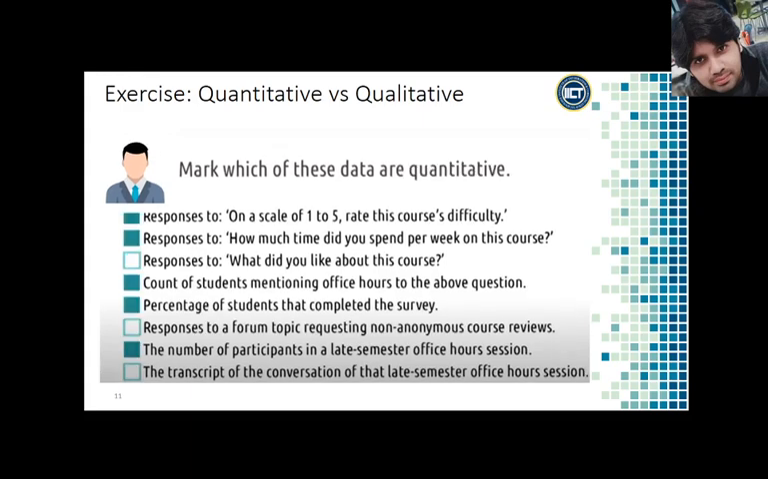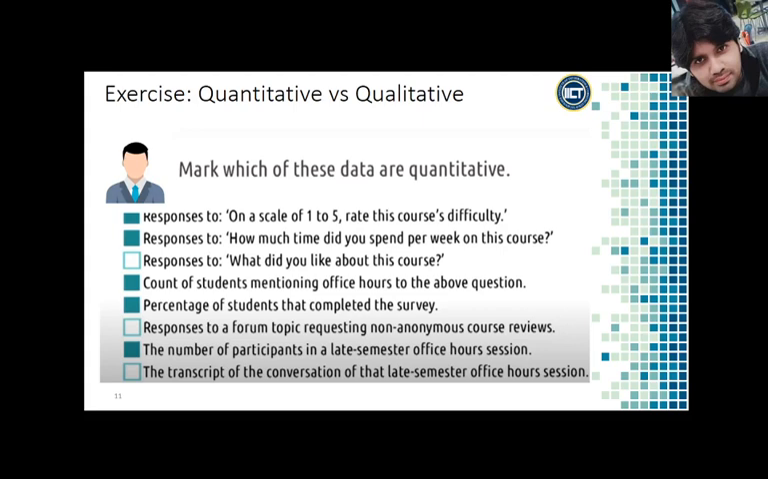Now this is the answer to this question. Quantitative data is numeric. Any of these things that can be measured numerically really qualify as quantitative data. Many of these things are things that we can just count. We count the number of students mentioning office hours. We count the number of participants. Here we basically count the number of students that completed the survey and divide by all the students in the class. And here we have them count how many hours per week they think they spent in the course.